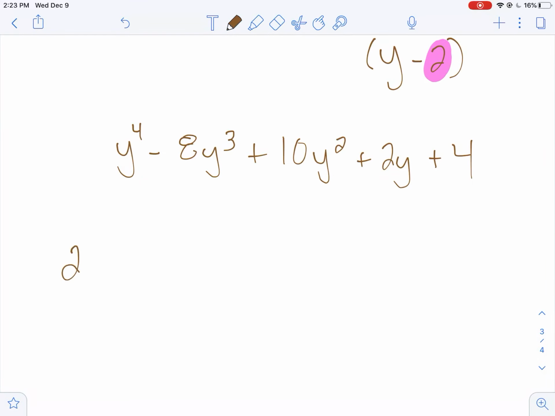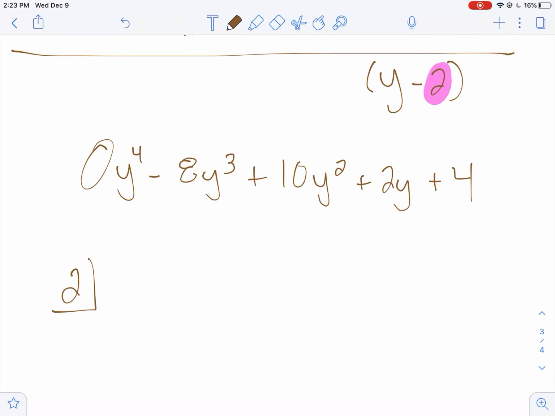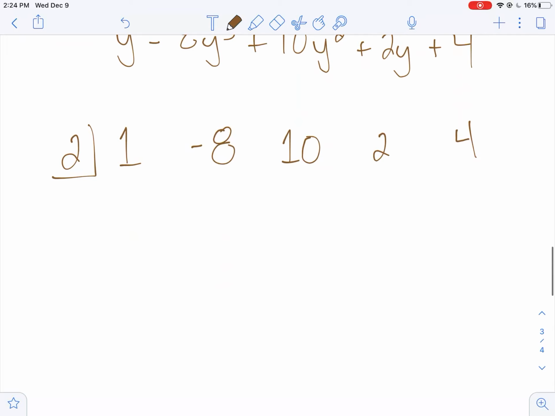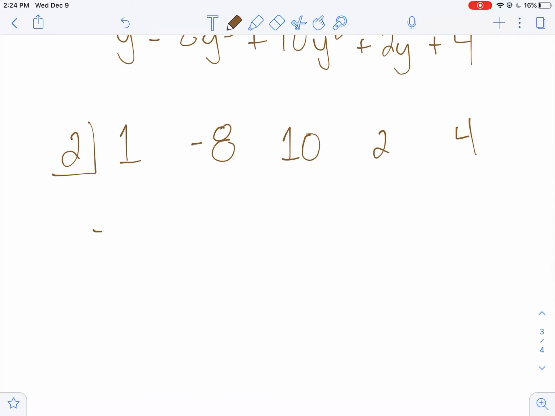So let's set this up. So I'm going to go with 2. And then I'm going to look at my coefficients. My first coefficient here, I don't have anything, so I'm going to go with a 1. My second coefficient, I got a negative 8. My third, I've got positive 10. My fourth, I've got 2. And then we go with that constant term with a 4. And let's see what happens. We're going to try positive 2, see if it's a root.